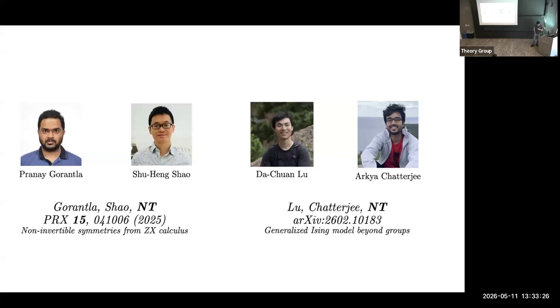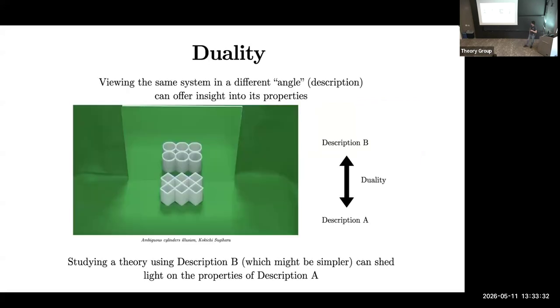The central topic I want to talk about today is duality. And just to sort of step back, a broad definition one might take of a duality is viewing the same system at a different angle and in such a way that it might offer insights into its properties. So you might have a description A of your system, and maybe through a duality transformation, you can describe it in a totally different way, description B.